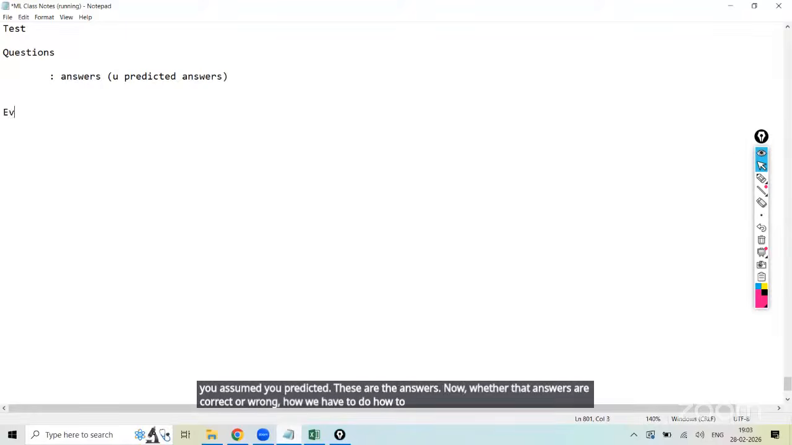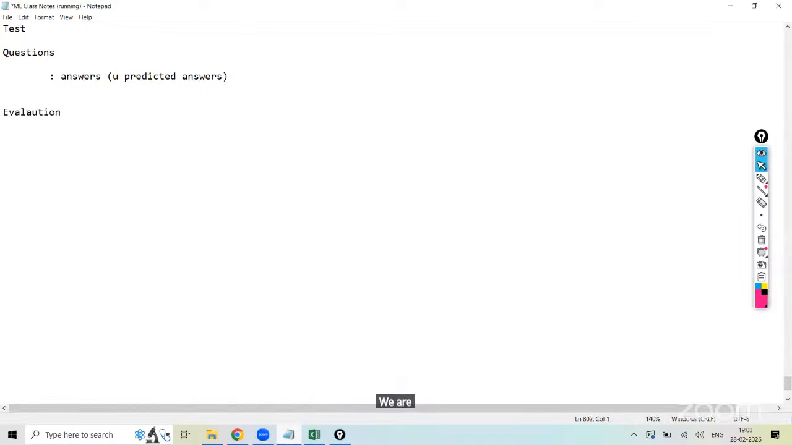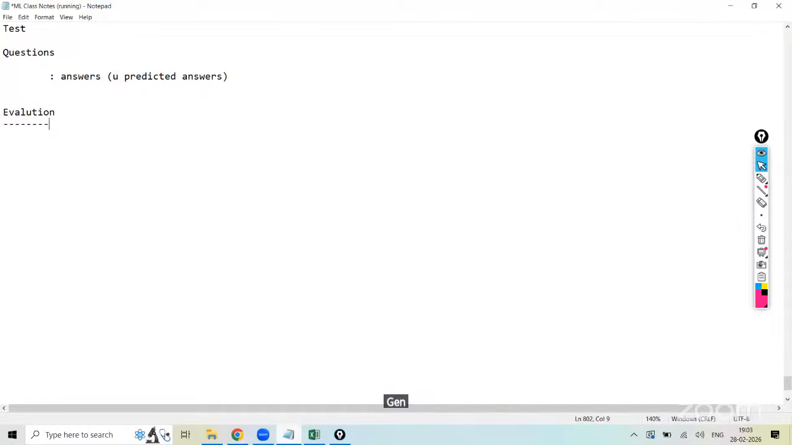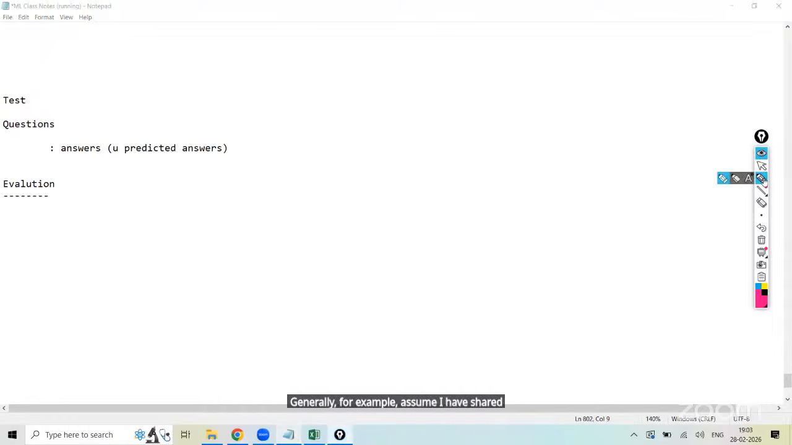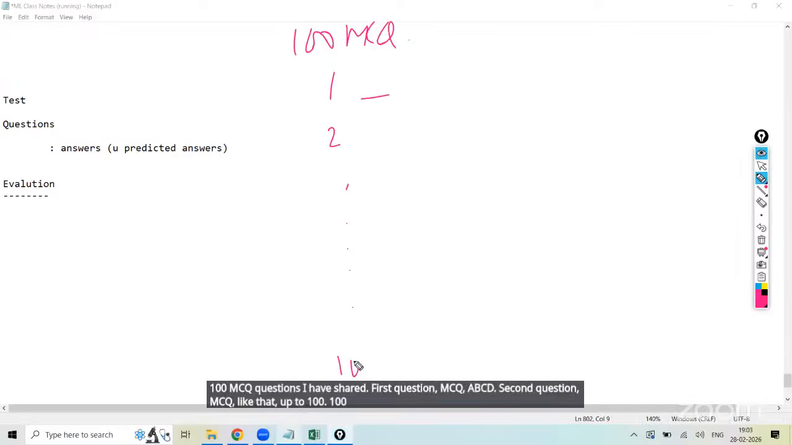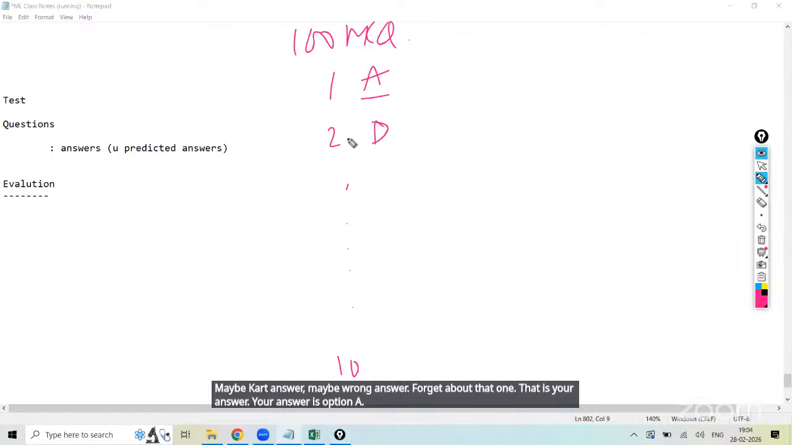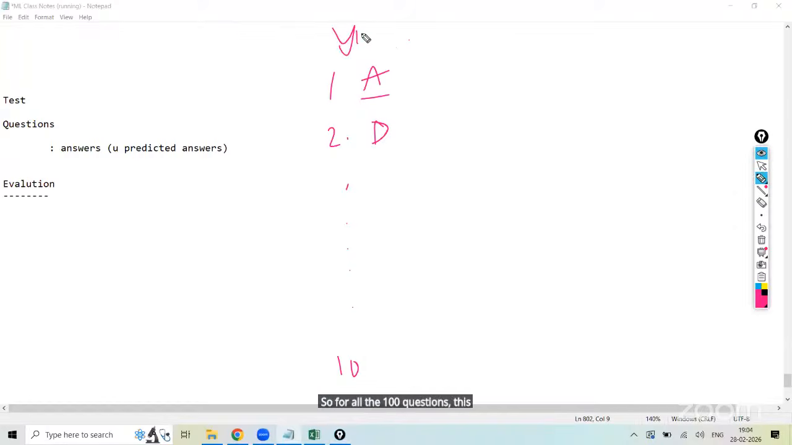Means evaluation. We are going to do the evaluation. For example, after writing your exam, I have to do the evaluation. How will I evaluate? Generally, for example, assume I have shared 100 MCQs. First question MCQ, A, B, C, D. Second question MCQ, like that, up to 100. 100 MCQs I have shared. Now you have taken option A. That is your answer. Maybe correct answer, maybe wrong answer. Forget about that one. That is your answer. For the second question, option B, option D. So for all the 100 questions, these are your answers.